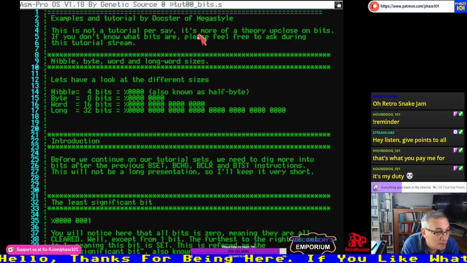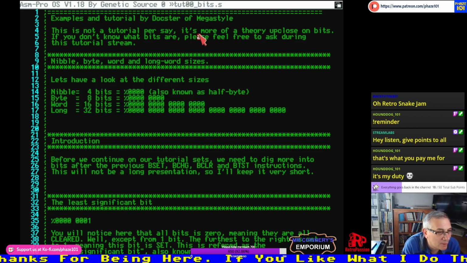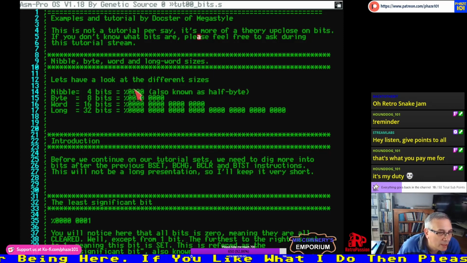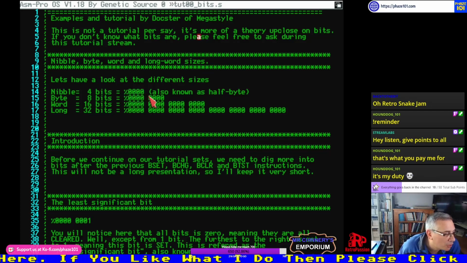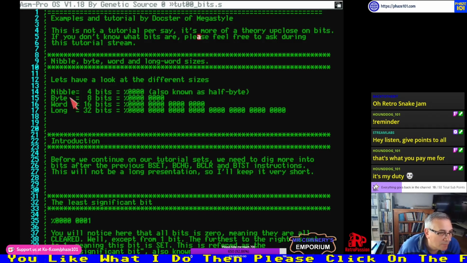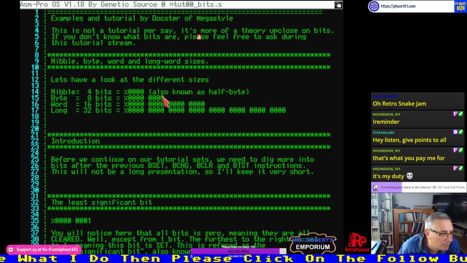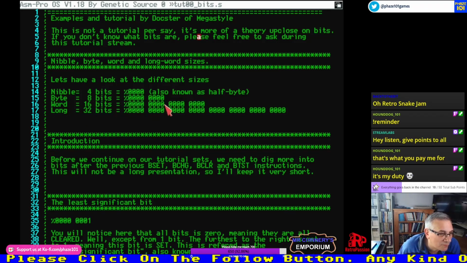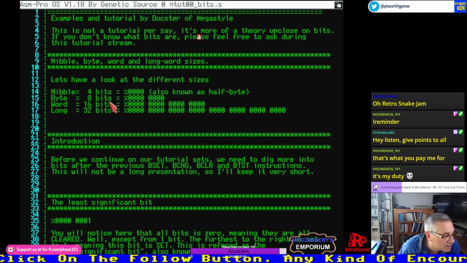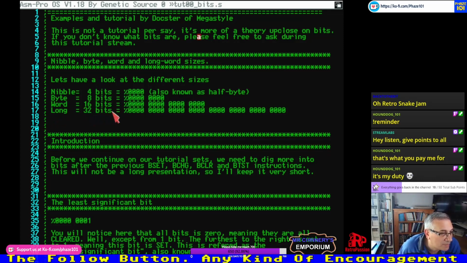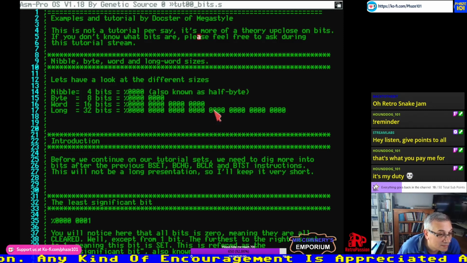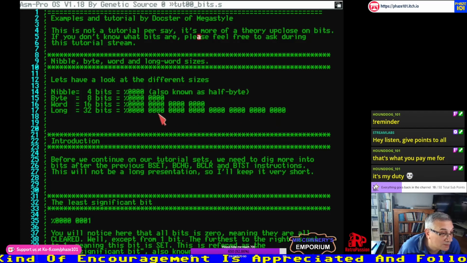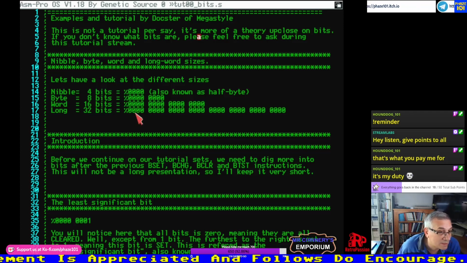So nibble is for bits, okay? And as you can see, we have room for either 0 or 1. Byte is 8 bits, which is composed of 2 nibbles, okay? Word is 16 bits, which is composed of 2 bytes or 4 nibbles. Long is 32 bits, which is composed of 4 bytes, or 32 bits, of course, or 8 nibbles.